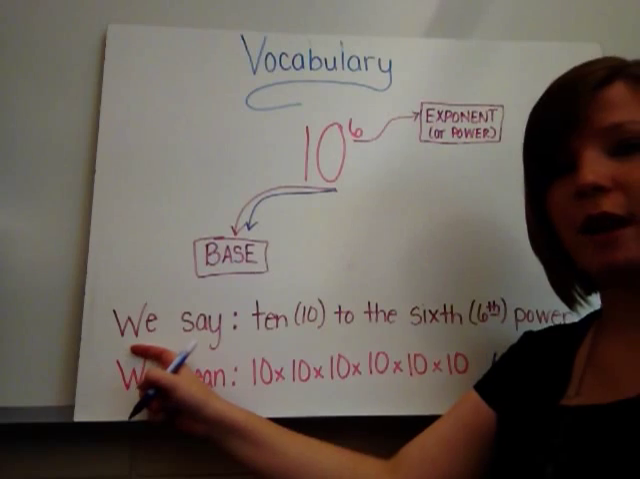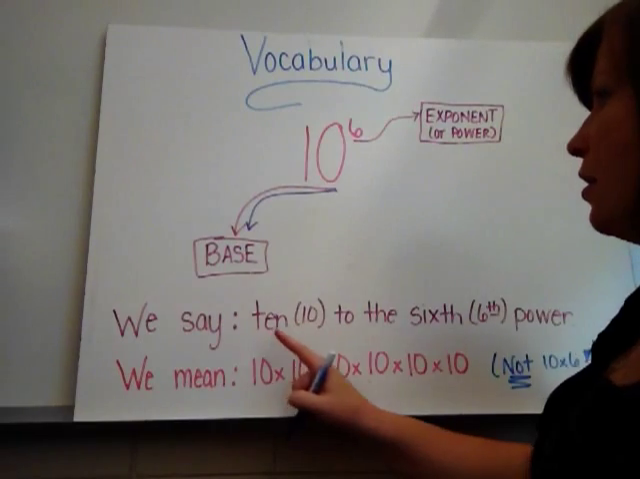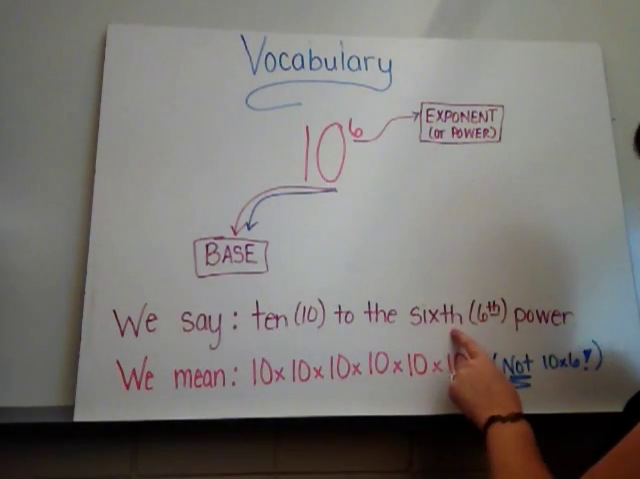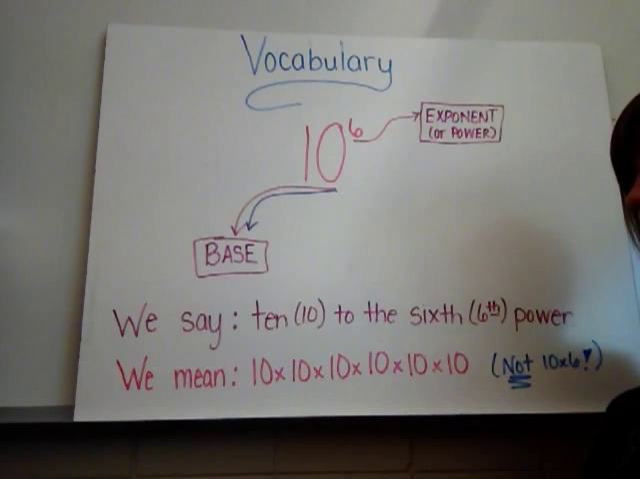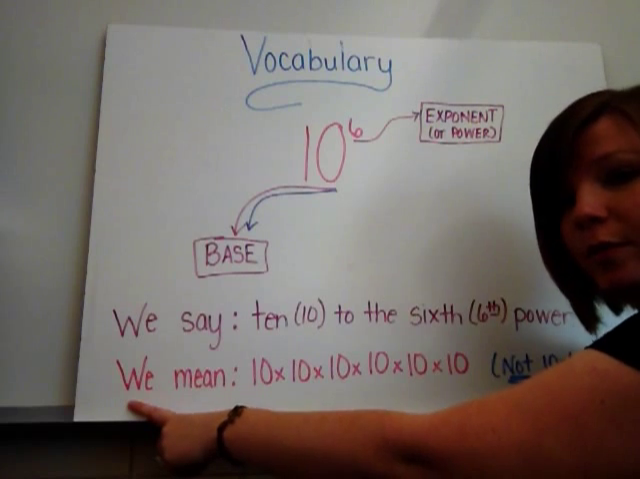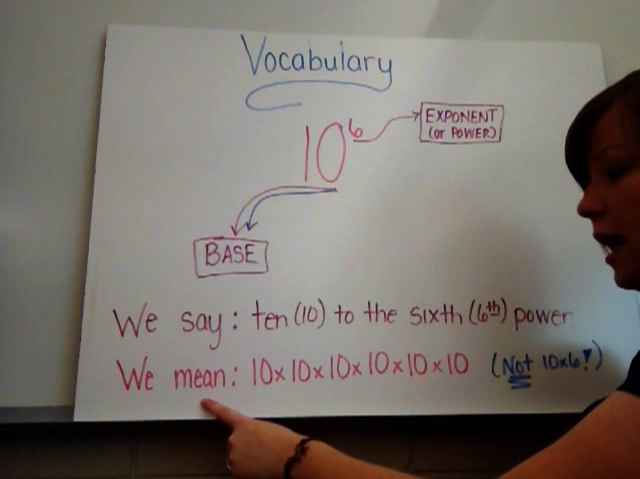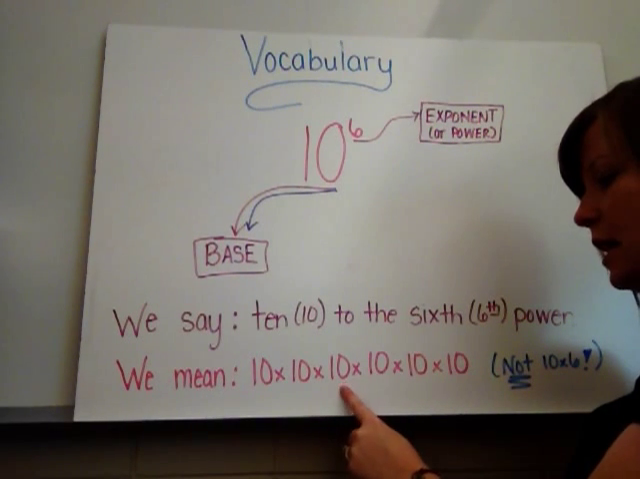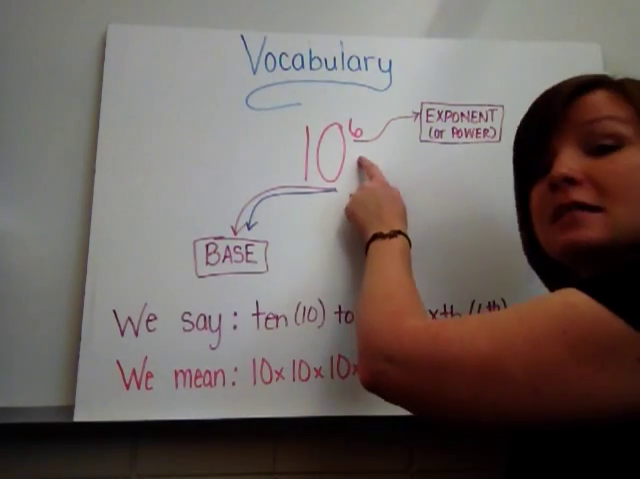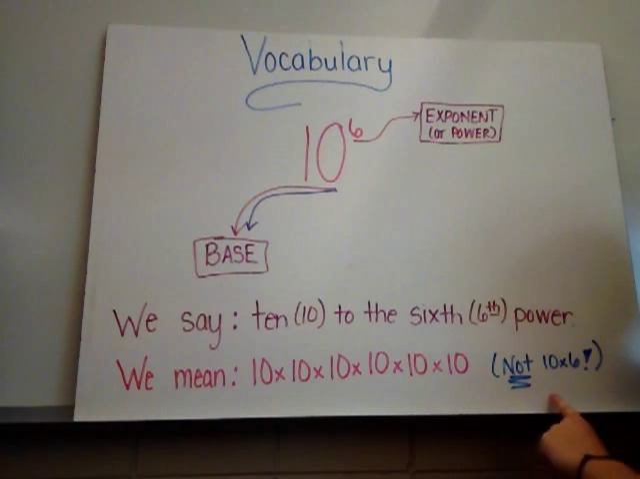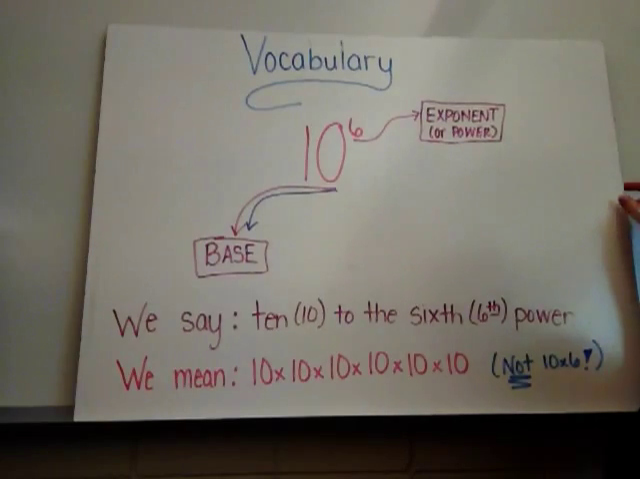Okay, then I also want you to write this, what we say when we talk about exponents. We say that this number is 10 to the 6th power. I wrote that in words and numbers. Then I want you to write what we mean when we talk about exponents. We mean 10 to the 6th power is the same as 10 times 10 times 10 times 10 times 10 times 10. So it's 10 6 times. It's not 10 times 6. Please write all of that in your vocabulary section of your notebook.